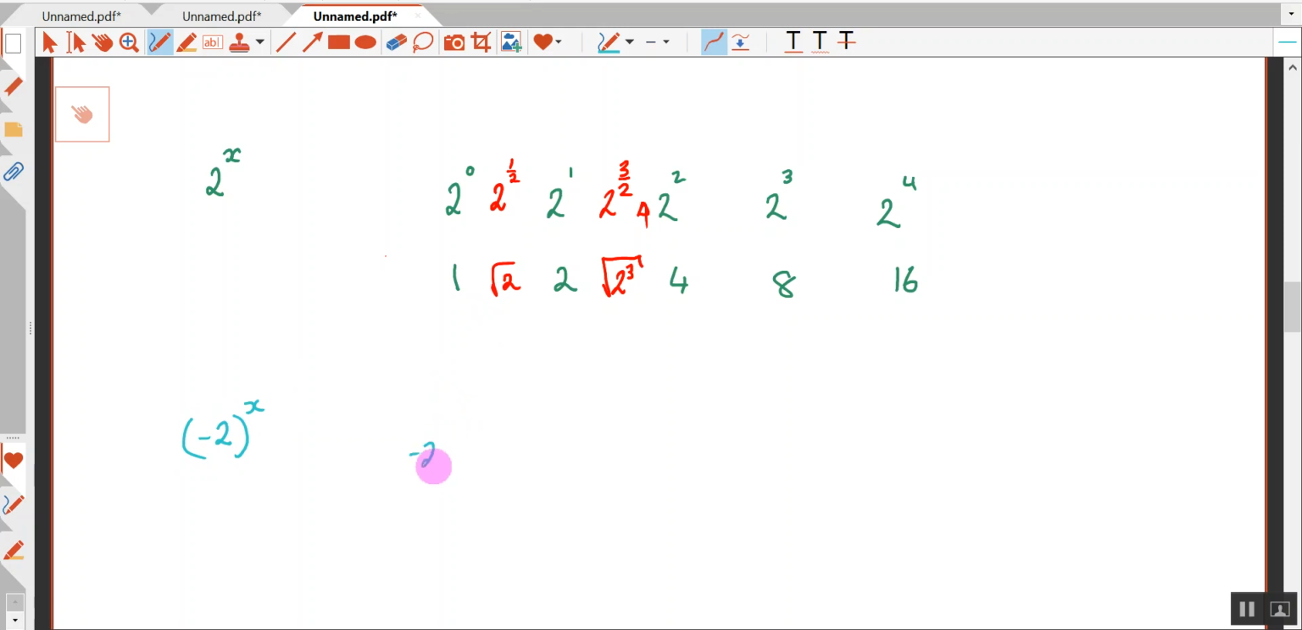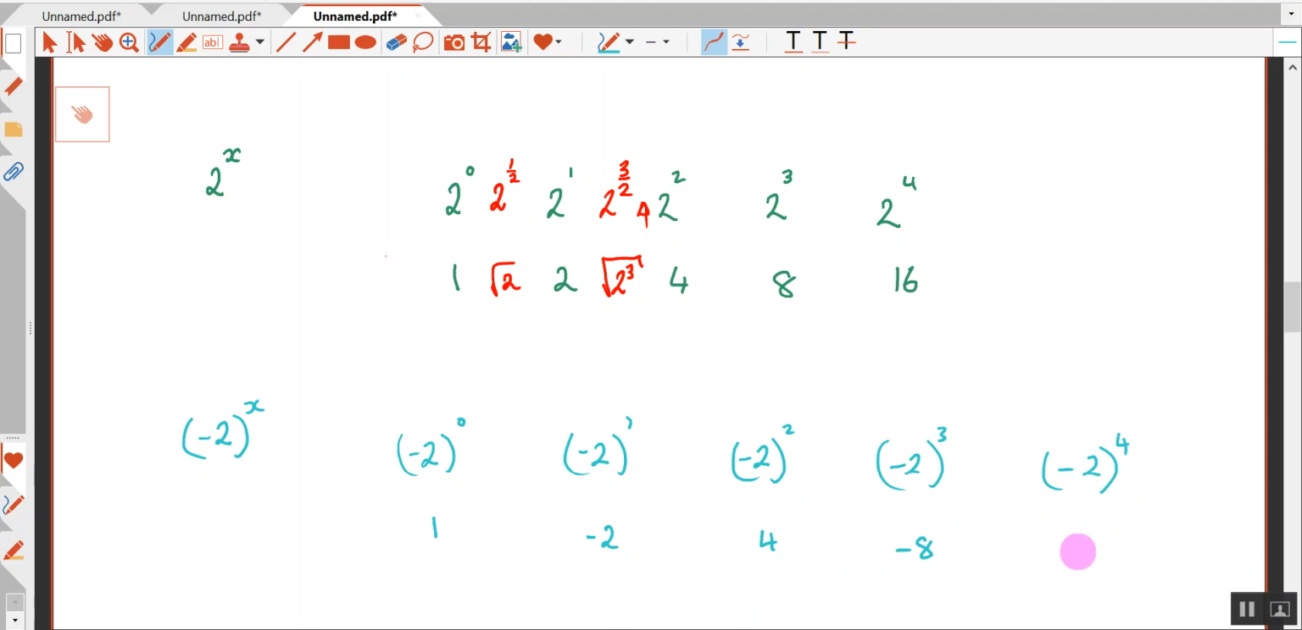So, negative 2 to the power of 0, negative 2 to the power of 1, negative 2 to the power of 2, negative 2 to the power of 3, negative 2 to the power of 4. What's the answer? 1? Negative 2, 4, negative 8. No problems. Okay.